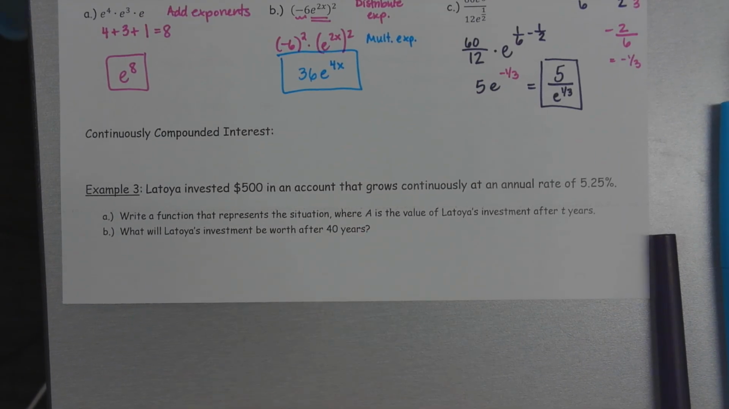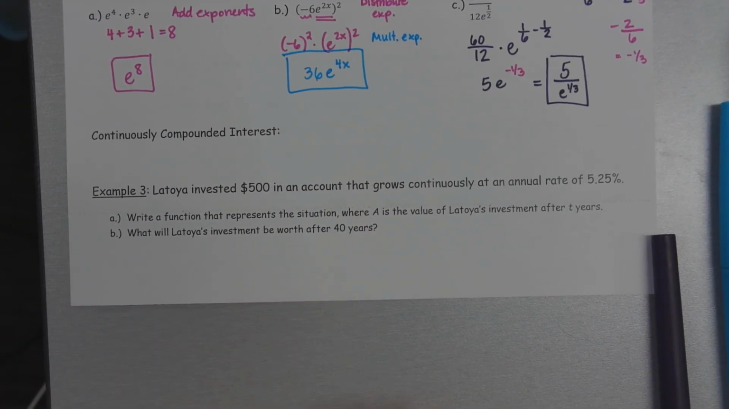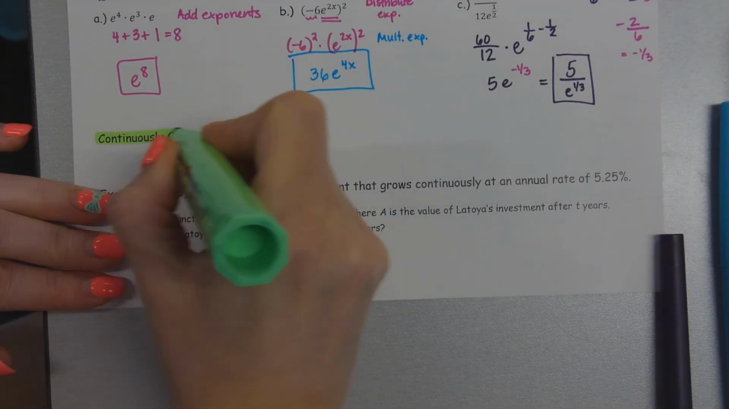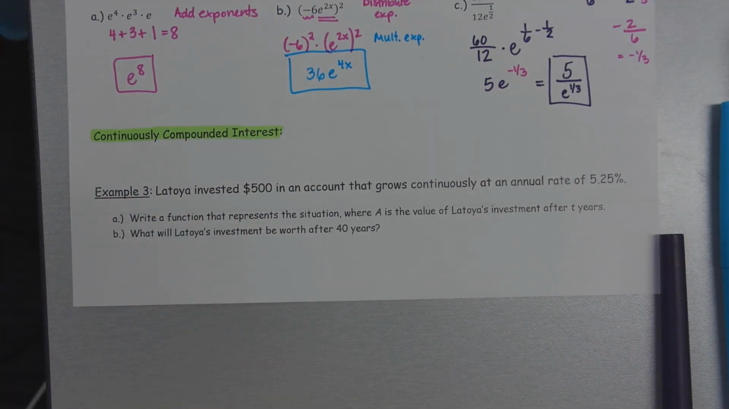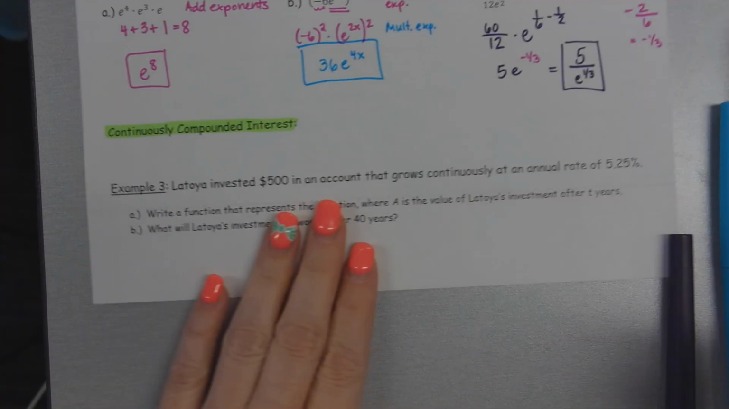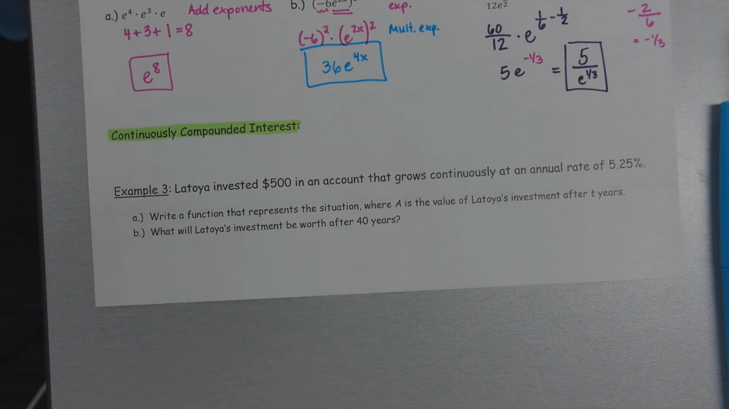All right, and then the next thing we're going to talk about is continuously compounded interest. This is one of the applications of the value of e. So we have a special formula.